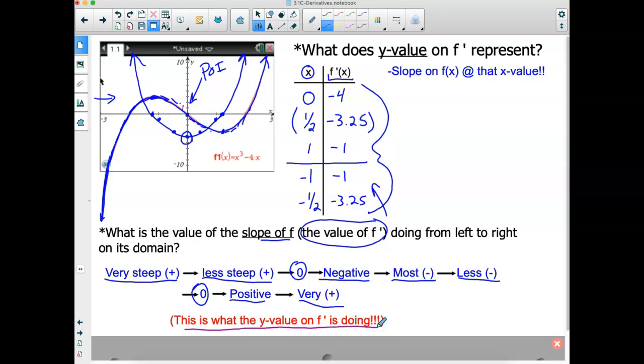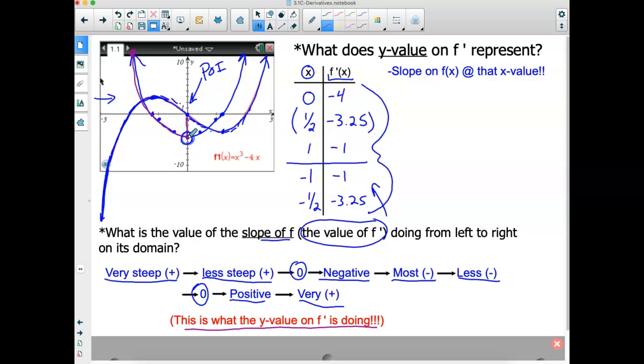Check it out. I'm very, very positive. And as I come down, I'm getting less positive, aren't I? Until right here. Then my slope is 0. Then my slope gets negative, and it stays getting more negative until it gets to its most negative right here, which correlates to my point of inflection.